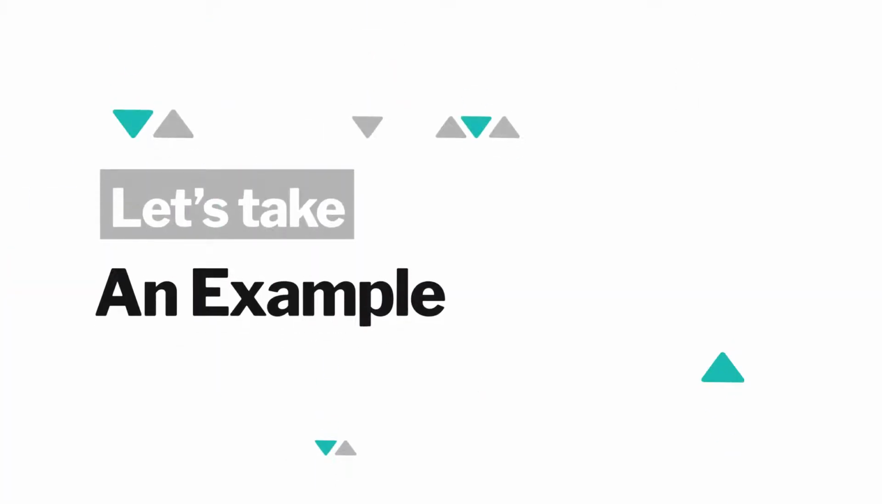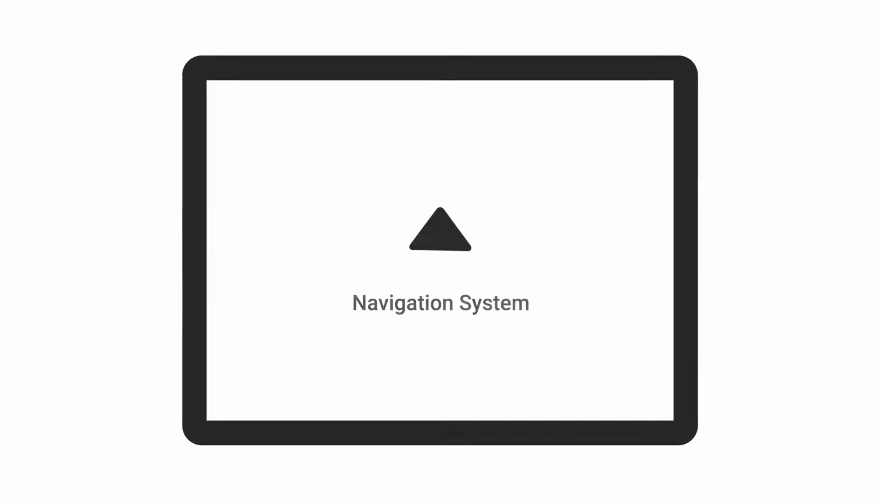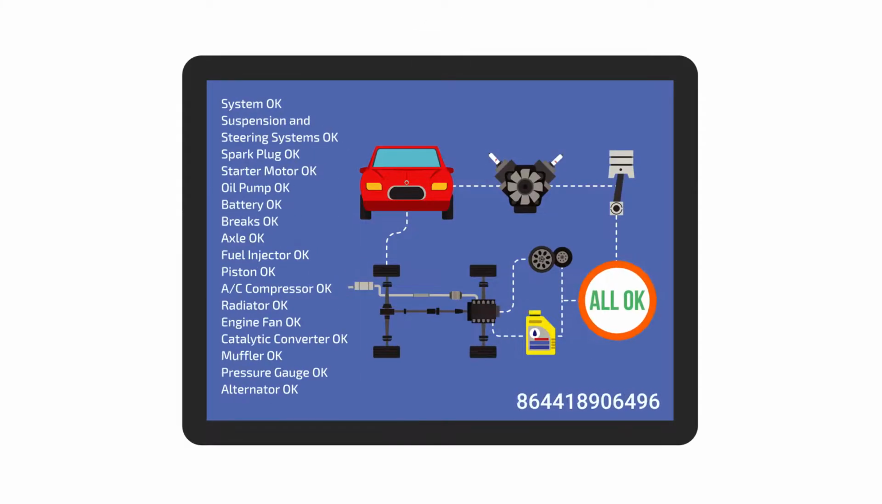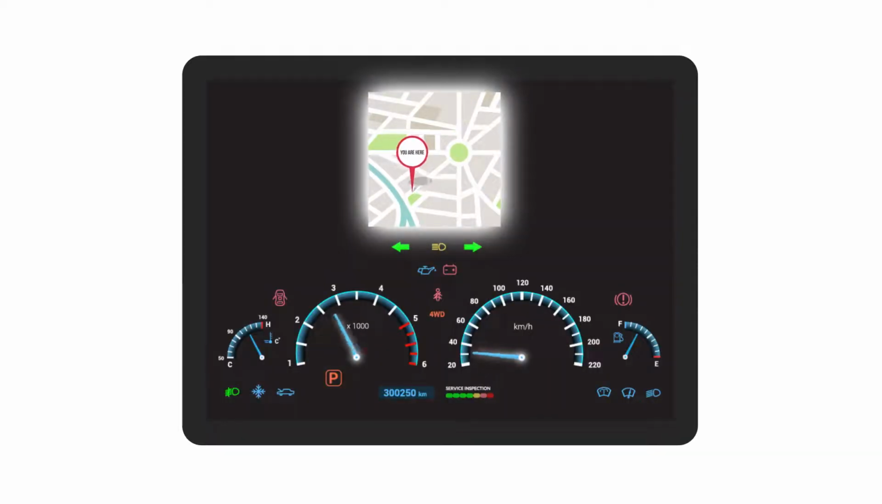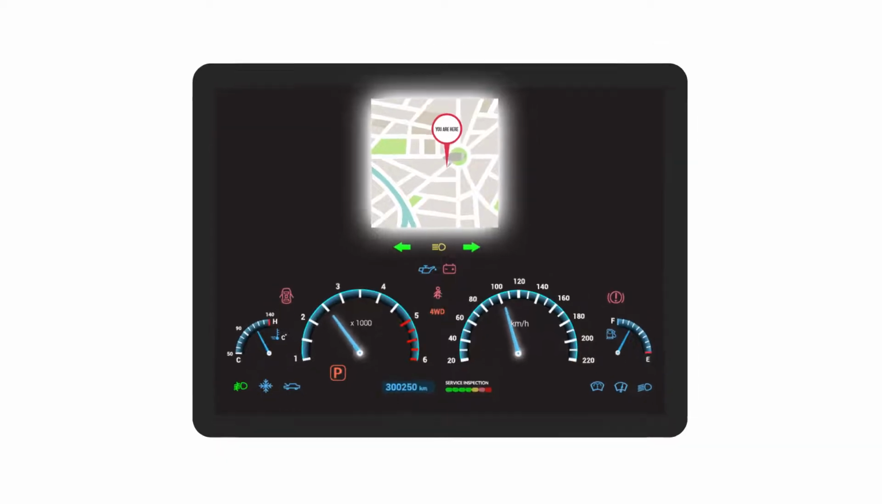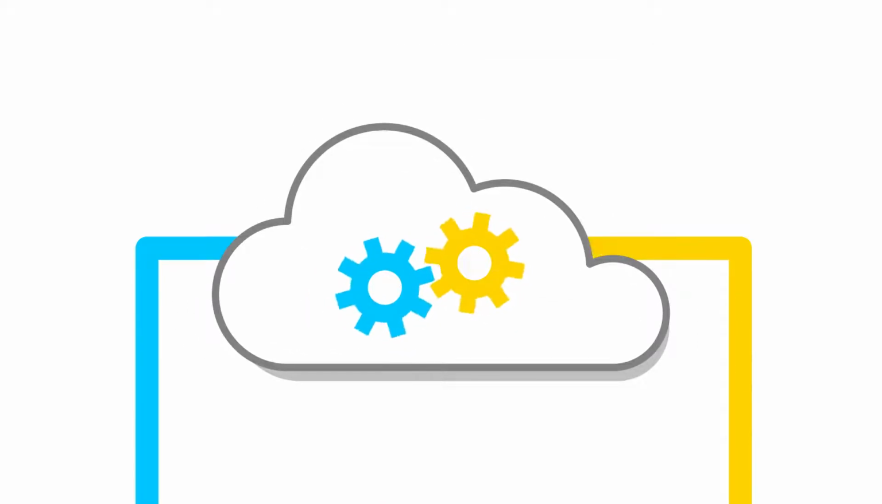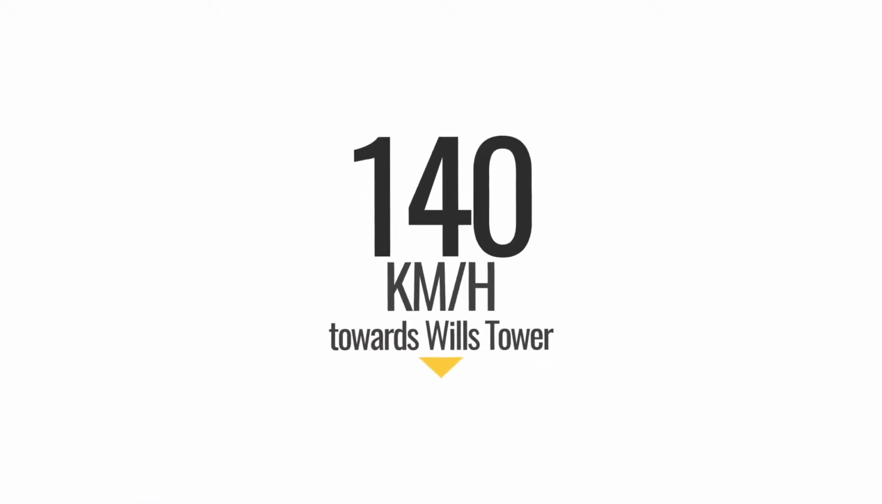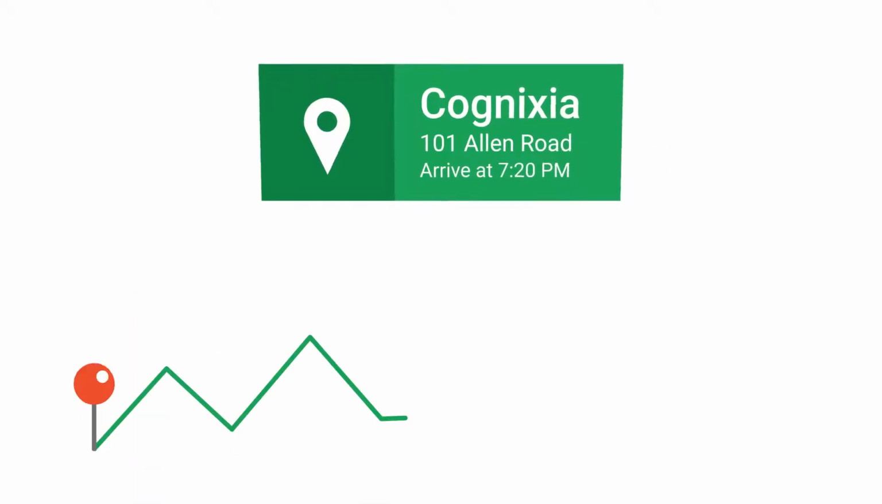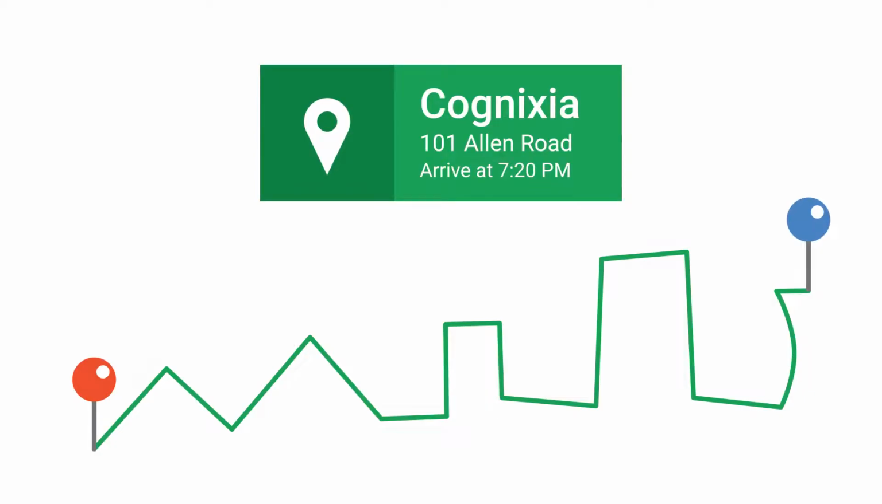Let's take an example to understand this. Say, your car's navigation system. The infotainment system is a smart device with multiple sensors that can understand your vehicle's position on the road, its speed, and a lot more. The navigation system is connected to a specific cloud, where it securely transfers data like your current speed, the direction in which you are going, and the final destination you have set for navigation.